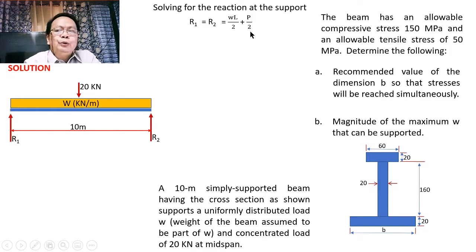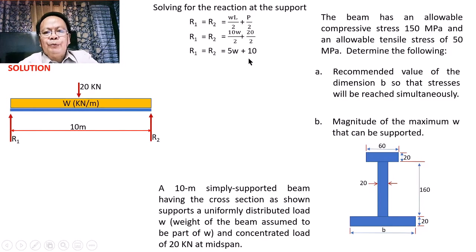If we substitute the values of L and P, we shall get the reaction expressed in terms of the unknown W. R1 equals R2, and this will be equal to 10W over 2, representing the total weight divided by 2, plus 20 over 2. If this is simplified, R1 equals R2, and this will be equal to 5W plus 10, and this will be our reaction.